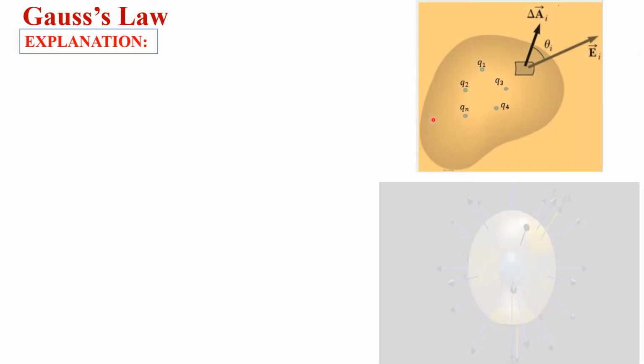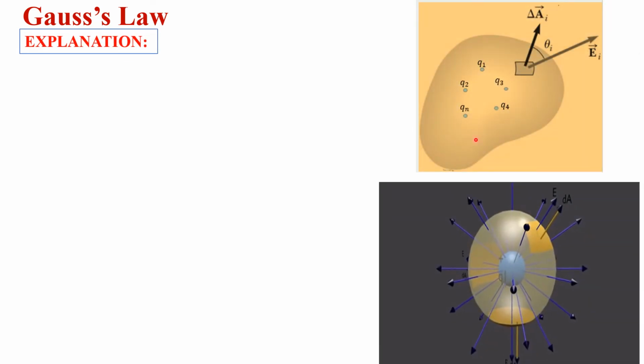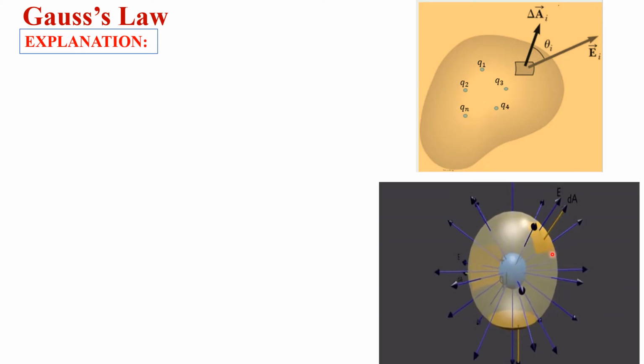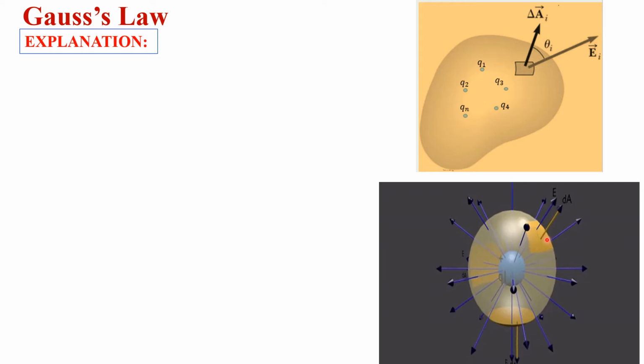Let's recall this point which was discussed in lecture number 2. Here delta A is the vector area of this small surface element, and the vector area is normal, outward through the closed surface. E is the electric field and the angle between delta A and E is theta. To prove Gauss law, we are going to derive its formula.